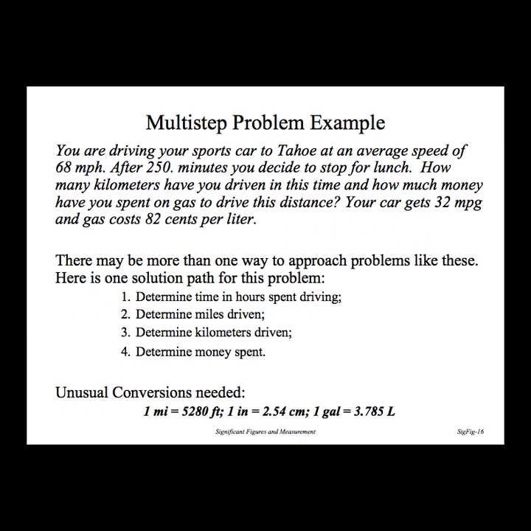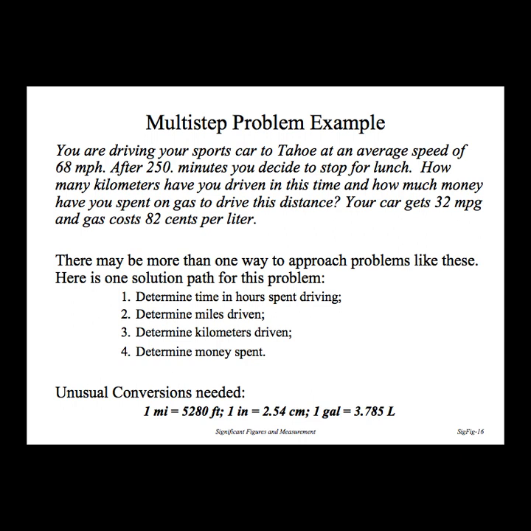Step number 3, that's on the next slide, slide number 18. 284 miles times 5,280 feet for every 1 mile, times 12 inches for every 1 foot, times 2.54 centimeters for every 1 inch, times 1 meter for every 100 centimeters, times 1 kilometer for every 1,000 meters, is equal to 457 kilometers, which in two significant figures is 460 kilometers. Notice this time, the only units left over are kilometers, as they should be.